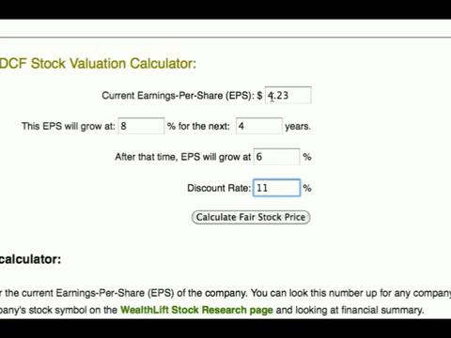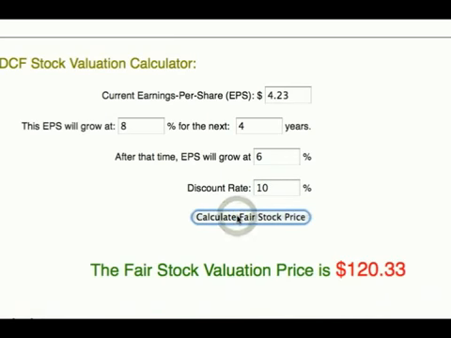If you think you're valuing a riskier stock, say a small cap, you should use a higher number of between 12 and 14%. If you think you're working with a relatively low-risk stock, say a blue chip or a utility company, you can use a discount rate of 10%. Finally, press Calculate Fair Stock Price to determine what you should be willing to pay for the stock. If the current stock price is below this number, then you may have found an undervalued stock that you can add to your portfolio.